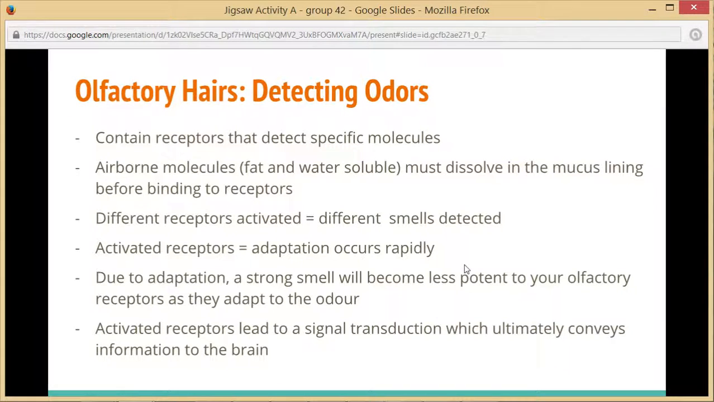After these receptors are activated, rapid adaptation occurs, and the receptors become desensitized to the odor molecules. This is why potent smells such as rotten garbage become more bearable to the nose after a few minutes of being around it. Lastly, an important note about the function of the receptor cell is that in order for odor molecules to bind and activate the receptor, they must first be dissolved in the mucus.